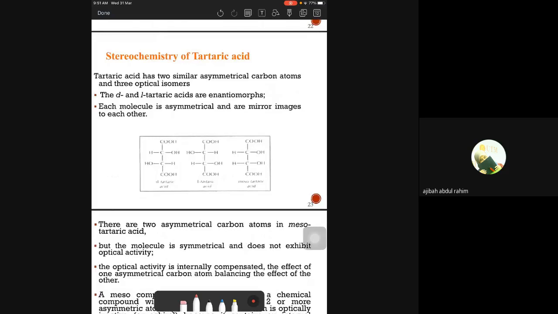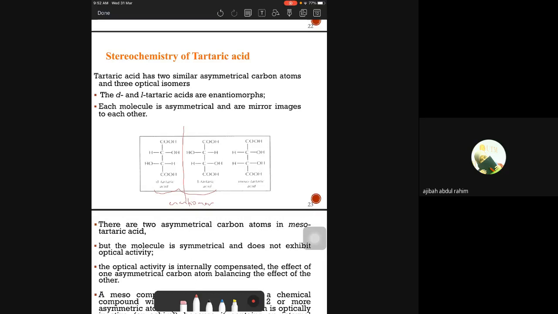The example shown here is using tartaric acid. What we have over here is D and L. This would be considered as a pair of enantiomers because they are mirror images. If I put a mirror over here, they are mirror images of each other, but you cannot superimpose them. You cannot take D tartaric acid and overlap it with L tartaric acid. That is not possible.